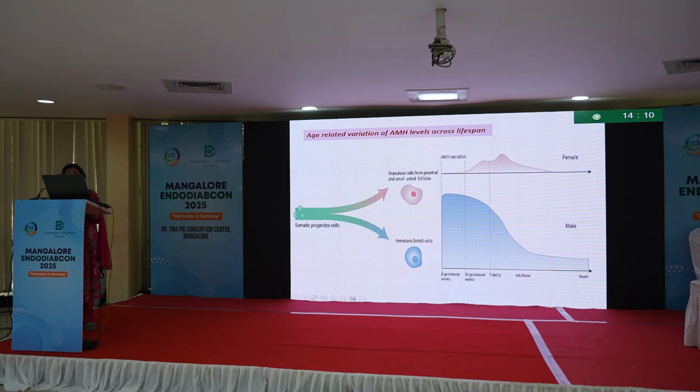And that is how it is reflected in the levels of AMH in males as well as in females. As we can see, the level of AMH at birth is negligible, and during childhood, as the recruitment of primordial follicles to primary follicles begins, the AMH starts increasing and reaches a peak around 25 years of age, and thereafter there is a steady decline of AMH levels till menopause.